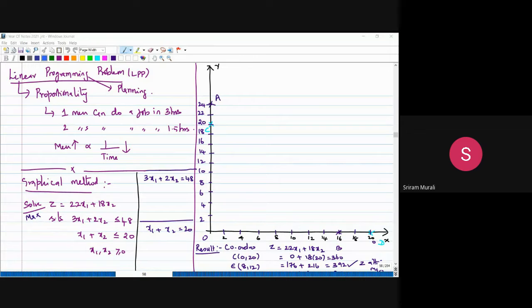So we start this linear programming problem. It is related to your operations research.